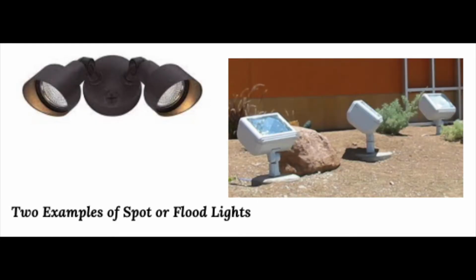Alright, the next kind of light fixture is called a spot or floodlight. Spot or floodlights are very common outdoor lights. What do you notice is wrong with this picture of a spot or floodlight? How could this light be improved? Take a minute to pause and think about this.